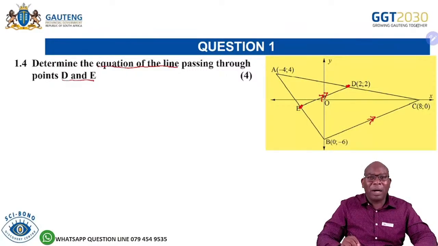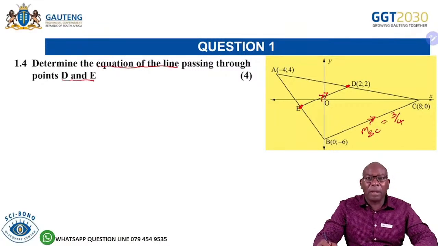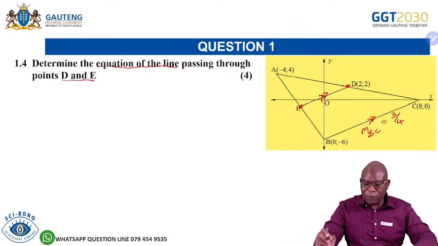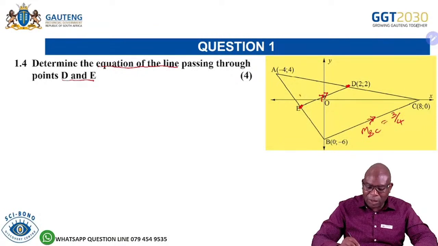And what do I know about parallel lines? Come on, guys. Parallel lines, same gradient. So now it means that I already have the gradient of BC. I got it in the other one, in 1.3. So meaning that what is the gradient of ED? Because they are parallel, they've got the same gradient. So the gradient of DE or ED will still be 3 over 4.